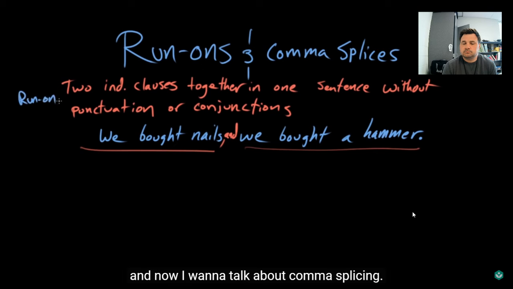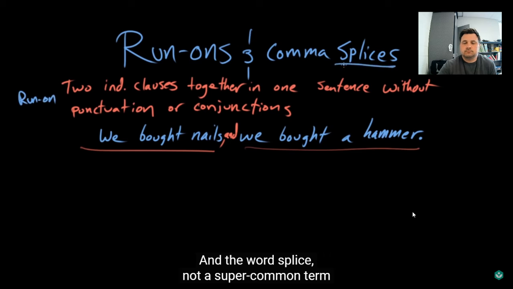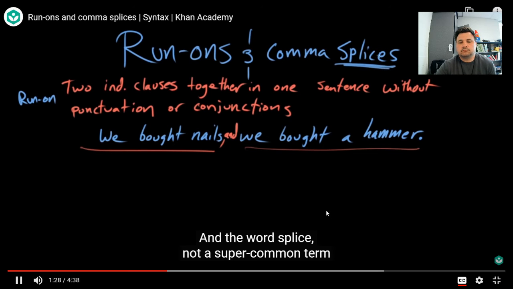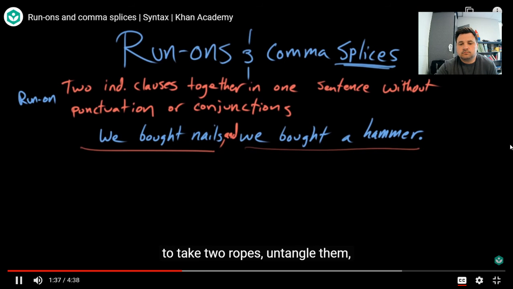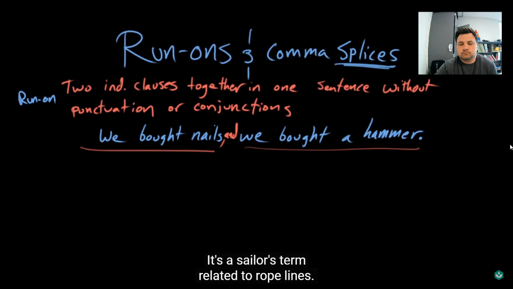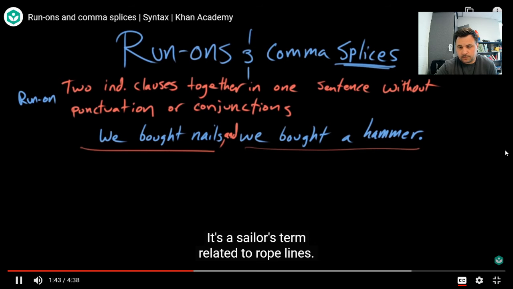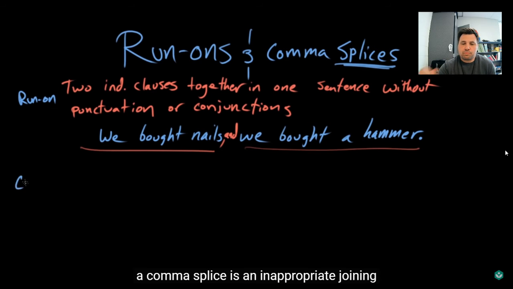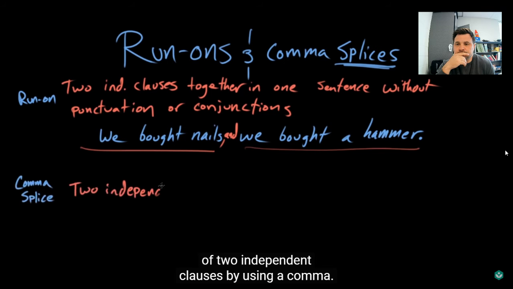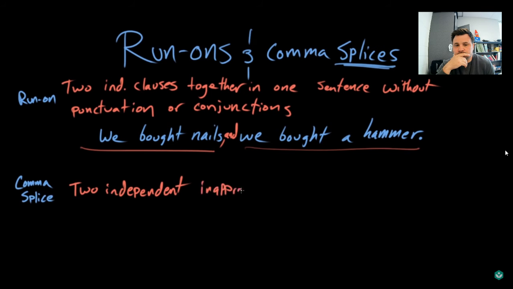And now I want to talk about comma splicing. The word splice is not a super common term if you are neither a sailor or a film editor, but splicing originally meant to take two ropes, untangle them, and weave them back together. It's a sailor's term related to rope lines. In our case, for grammar, a comma splice is an inappropriate joining of two independent clauses by using a comma.